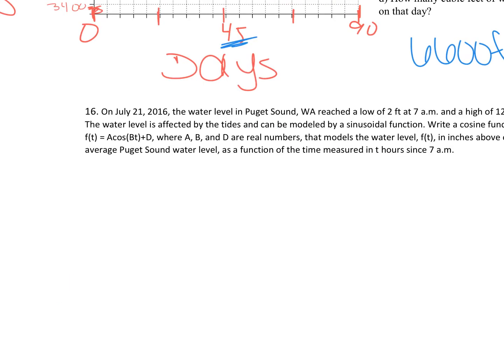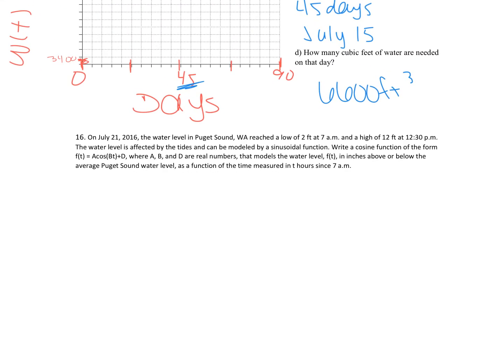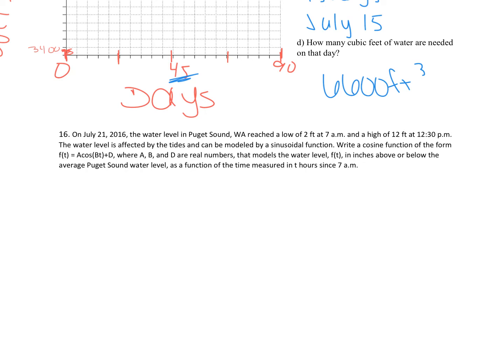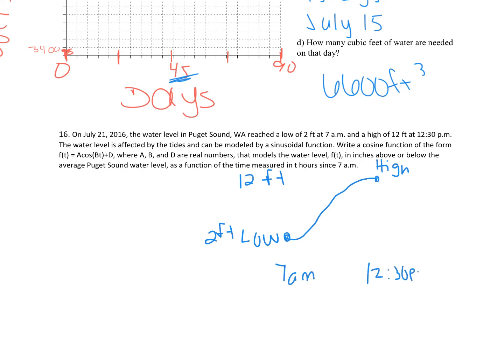Last question. On July 21st, 2016, the water level in the Puget Sound was at a low of 2 feet at 7 a.m., so low tide, and then a high tide of 12 feet at 12:30 p.m. So this is low at 2 feet and a high at 12 feet. I'm just trying to make myself a visual here. This happened at 7 a.m. and this happened at 12:30 p.m.